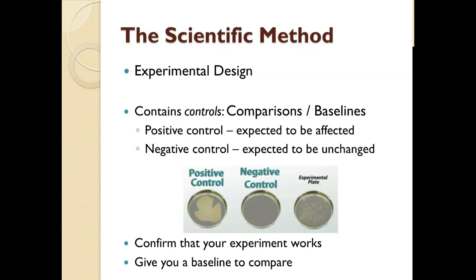I need a baseline, a threshold to which I can compare it. So in the positive control, in this instance, I poured straight bacteria onto the agar plate to show that if there was a large amount of bacteria present, this is what you could get. Kind of a worst case scenario story here.